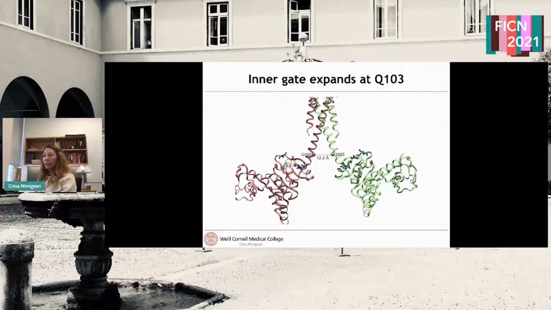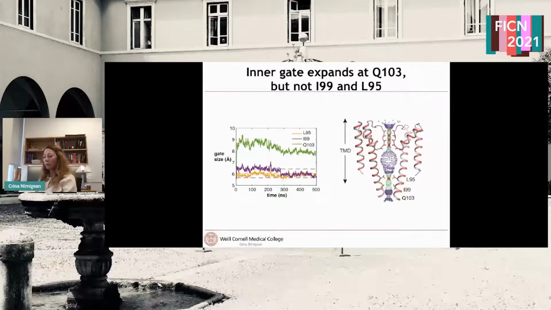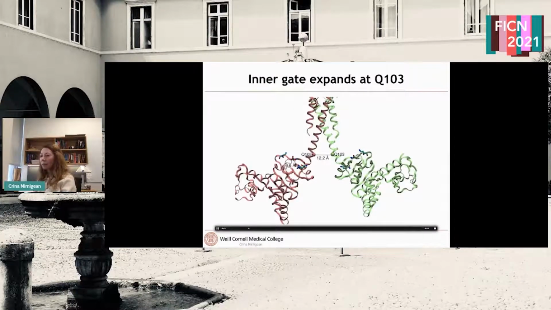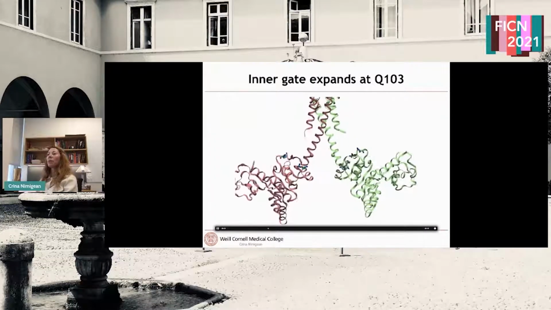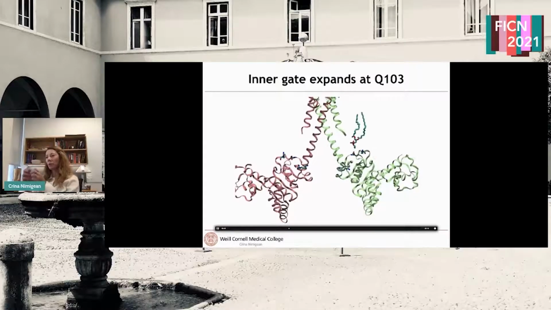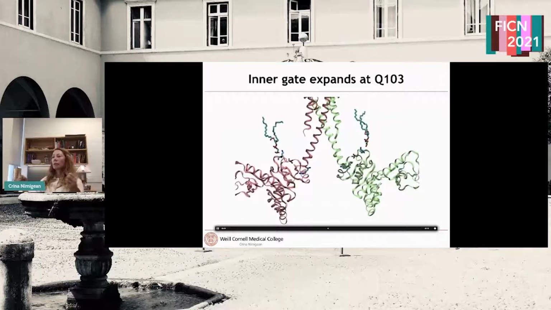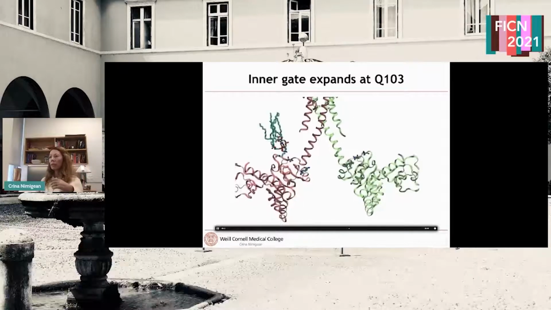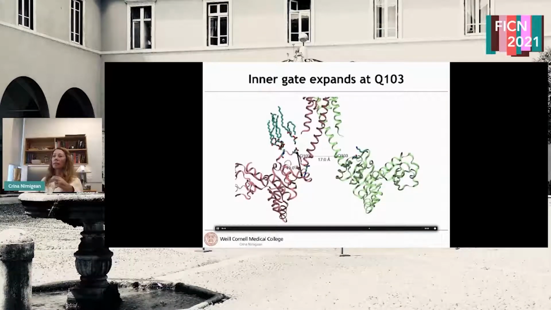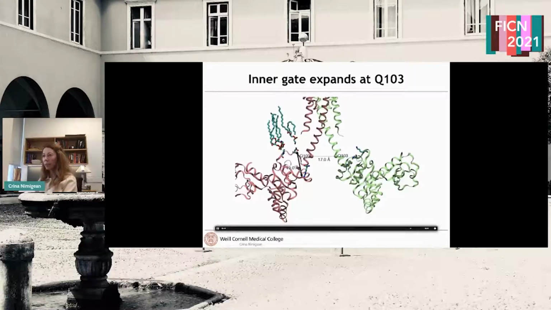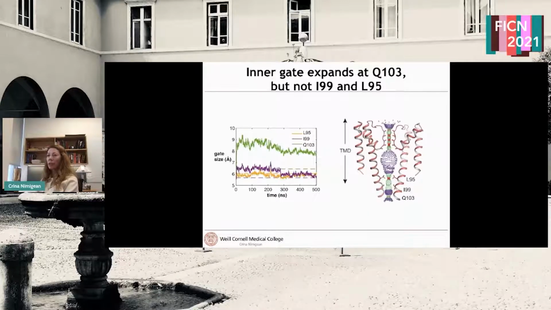And this is just another little movie to show you how much the Qs, oops. Let's see if it plays. Yes, how much the Qs pull apart away from each other during the simulations when the S-linkers contact the lipid head groups. Okay, so this is shown here.